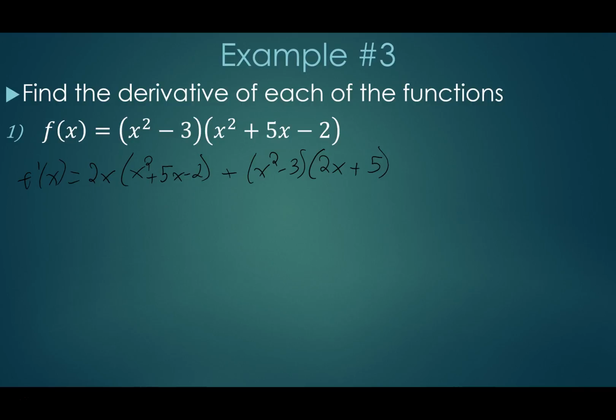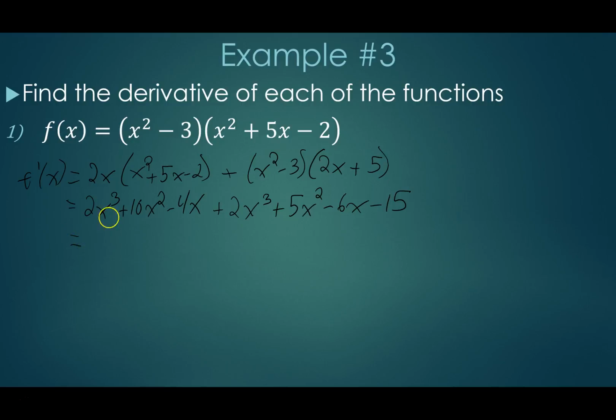Now, unlike the previous problems, we don't want to leave it like this because these are all polynomial, these are all variables. We should distribute and FOIL and see, do I have anything in common? So I have 2x cubed plus 10x squared minus 4x. And when I FOIL, I get 2x cubed plus 5x squared minus 6x minus 15.